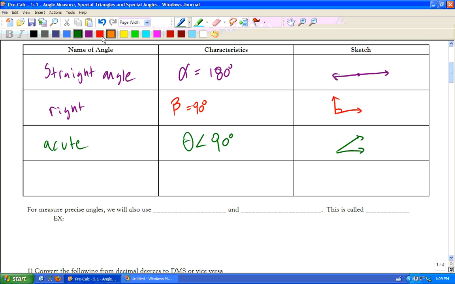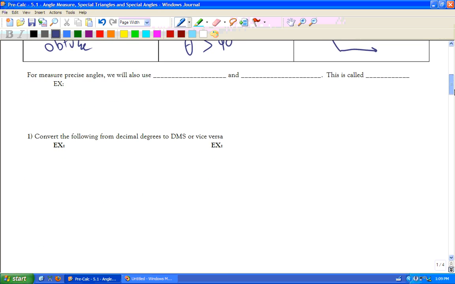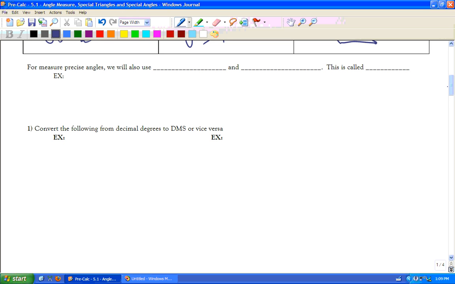And anytime our theta is greater than 90 degrees, it's called obtuse. No surprises here, but just to make sure we're all on the same page. What may be new, maybe you haven't worked with these before, are different ways of measuring angles in a little bit more precise manner. Besides degrees, you're also going to see minutes and seconds.